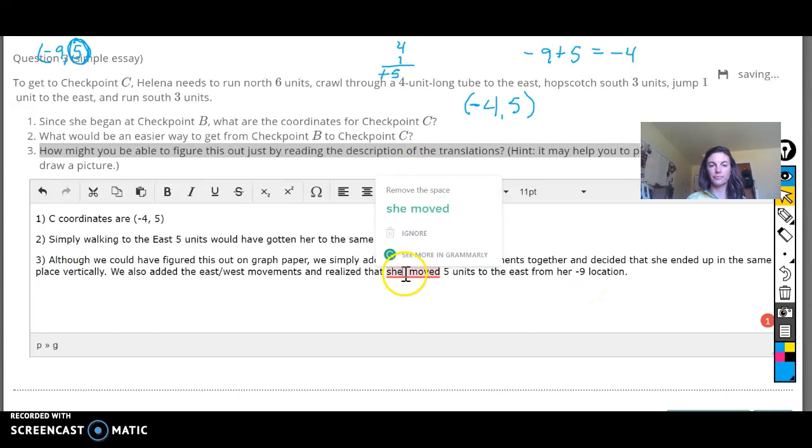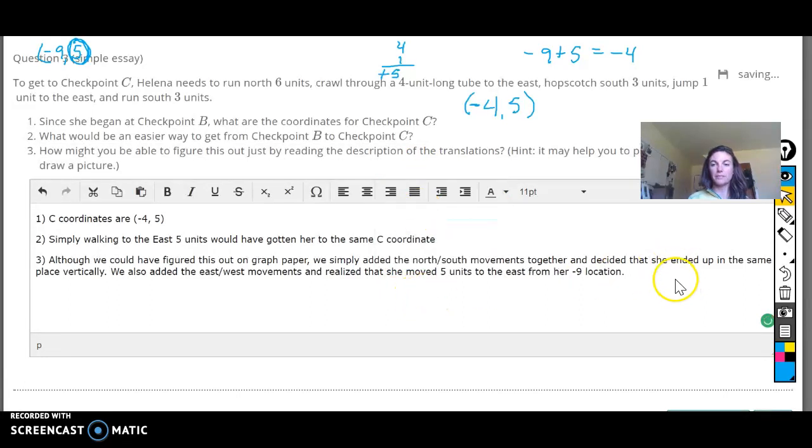Hopefully that makes sense to everyone. We could have also gone to that graph paper and moved 6 units up, 4 units to the right, 3 units down, 1 unit to the right, and then another 3 units down. But instead, we just figured it out mathematically instead of visually.